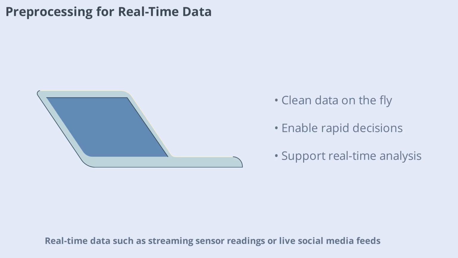Real-time data, such as streaming sensor readings or live social media feeds, requires special preprocessing techniques. Data must be cleaned, transformed, and analyzed on the fly. Real-time preprocessing enables immediate insights and rapid decision-making, which is essential in applications like fraud detection or monitoring systems.